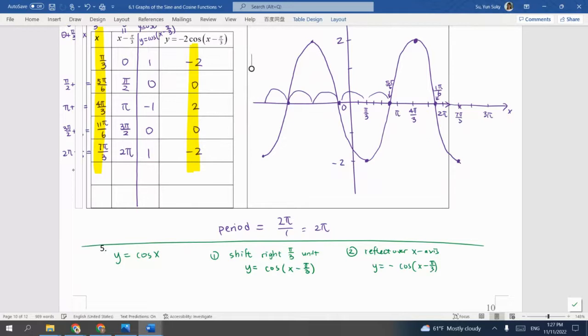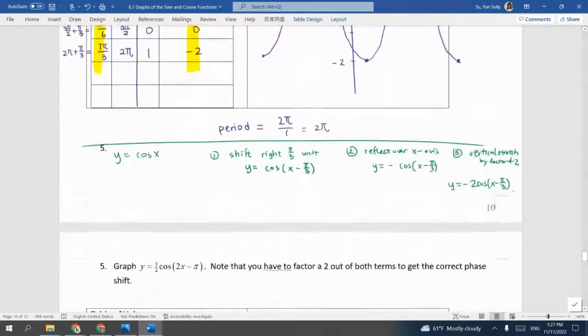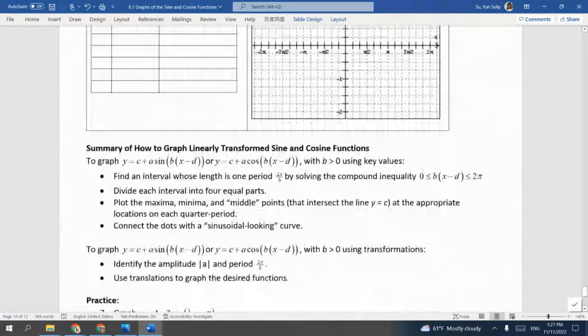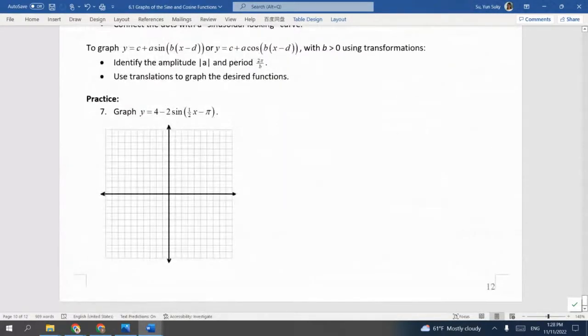And at the end, what do you do next? Yeah, vertical stretch by a factor of 2. Then you get y equals negative 2 cosine of x minus pi over 3. Okay, so you don't have to do this in the exam. I'm just telling you that from this problem, you can know what transformations we did to it. Okay? So then, leaving that as an exercise, let's do the last problem.